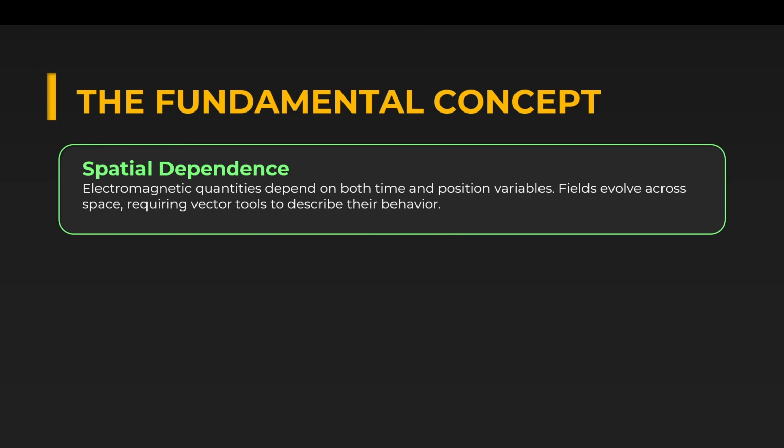So the fundamental concepts. Electromagnetic quantities depend on both time and position variables. Now fields evolve across space, requiring vector fields to describe their behavior. This means that the values of electromagnetic quantities can change depending on where you measure them and also when you measure them.